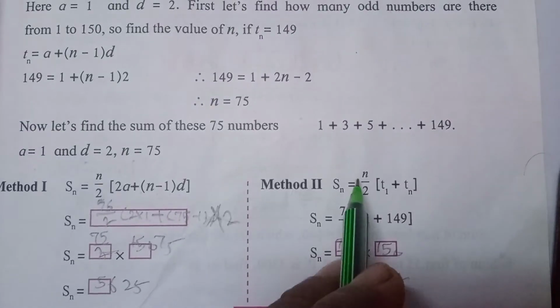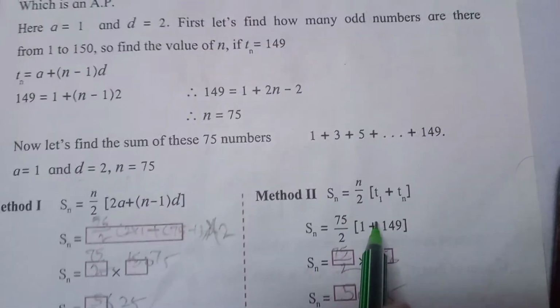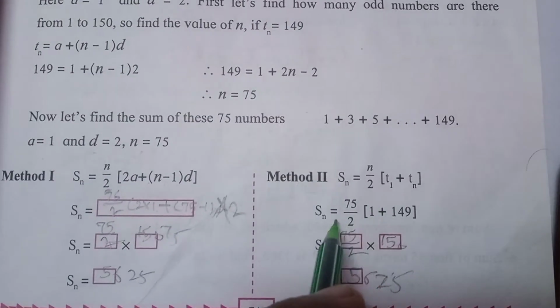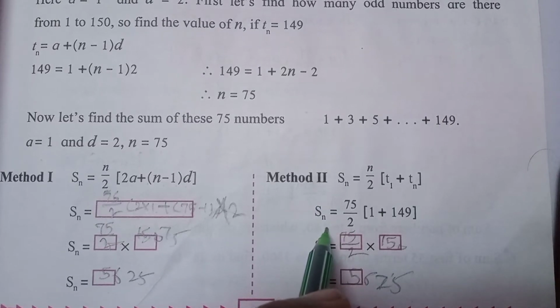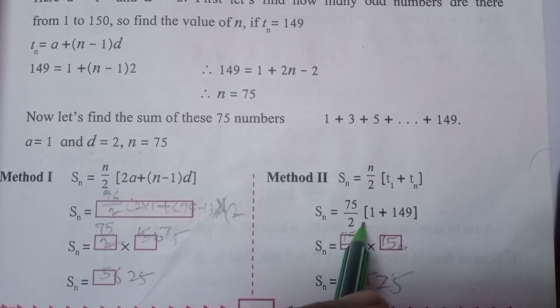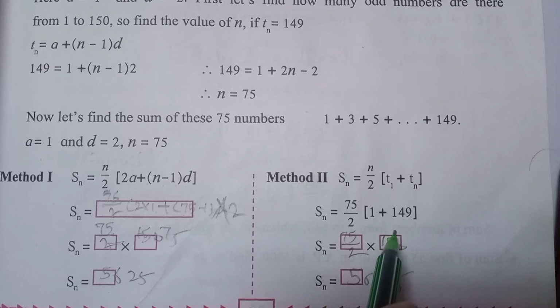5625. Second method, Sn is equal to n by 2 into t1 plus tn. Sn is equal to 75 by 2 into 1 plus 149, 75 by 2 into 150. So here 75 into 75 is 5625.